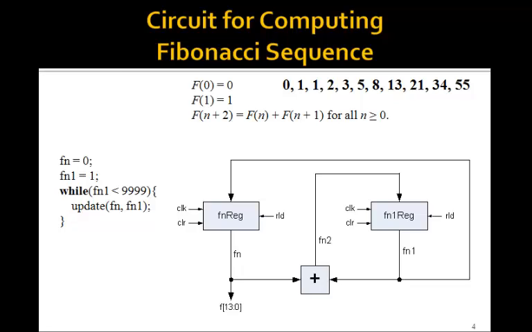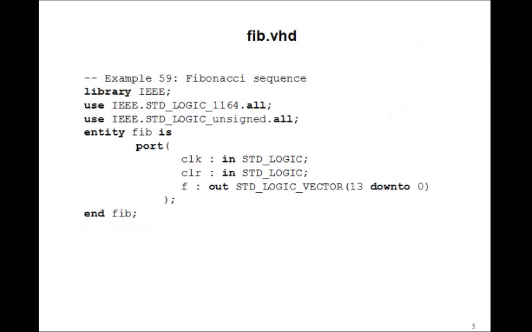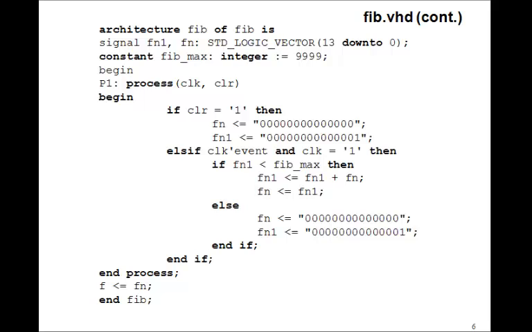Now it turns out that we can write a VHDL program, we'll call it Fib, to do this in a simplified way. We've got clock and clear, and F is going to be the 14-bit output. This is the architecture for our VHDL program. We'll define signals Fn1 and Fn. These are going to be the 14-bit outputs of our two registers. We'll define a constant equal to 9999.